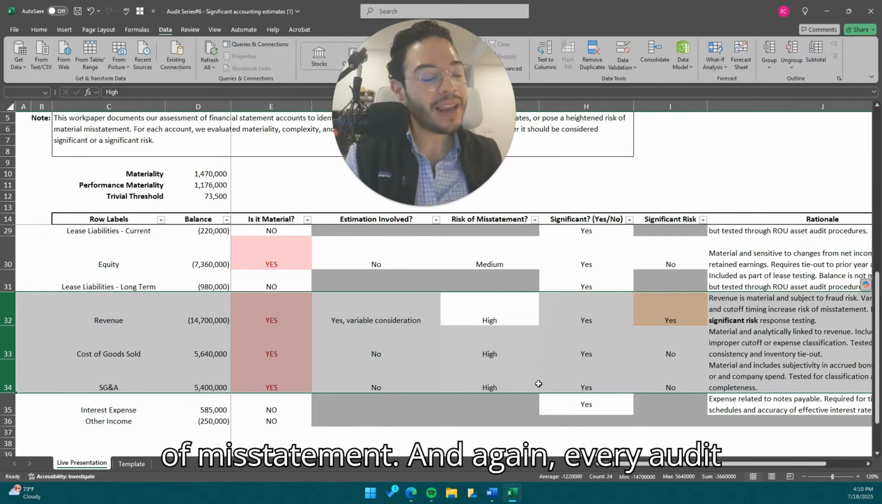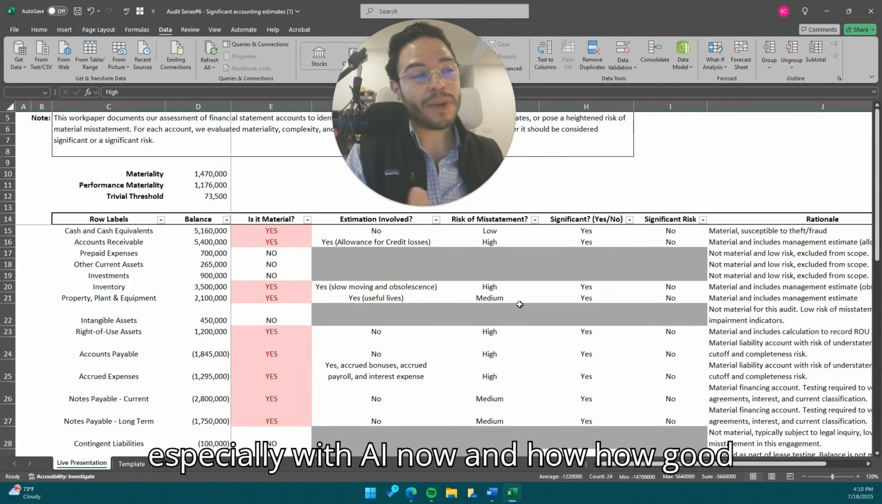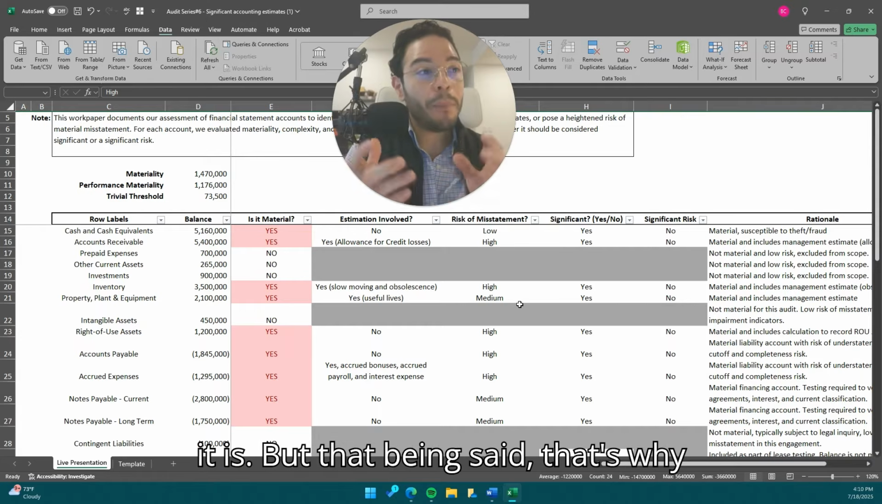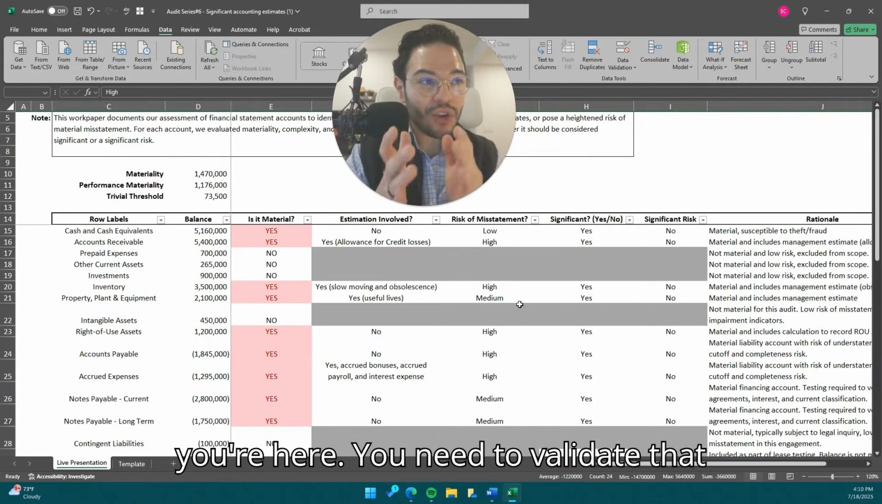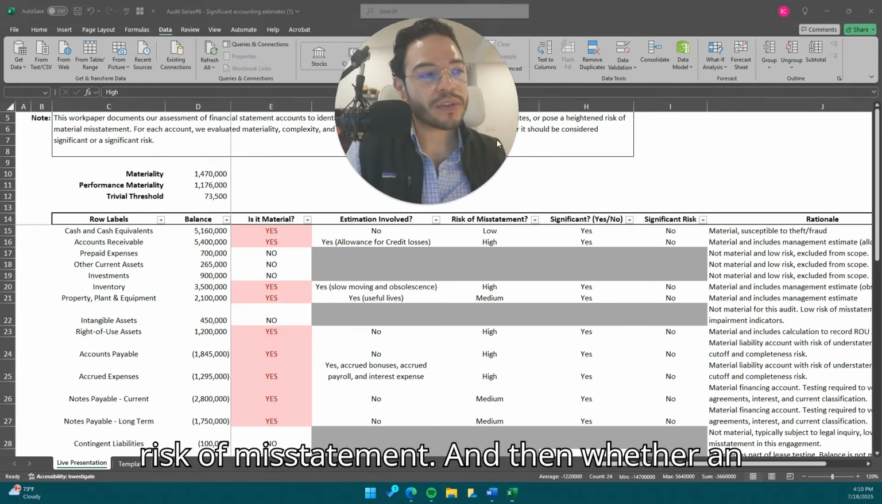of misstatement. And again, every audit software is going to be different and it might even populate this for you, especially with AI now and how good it is. But that being said, that's why you're here. You need to validate that all these responses are correct. So that's essentially what we do for the risk of misstatement.